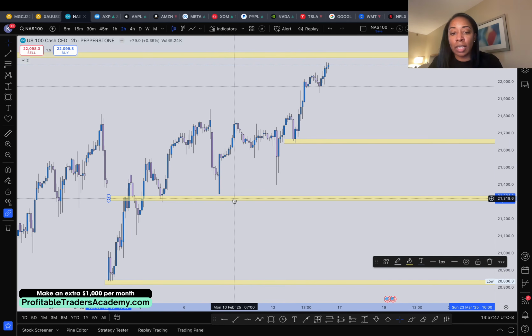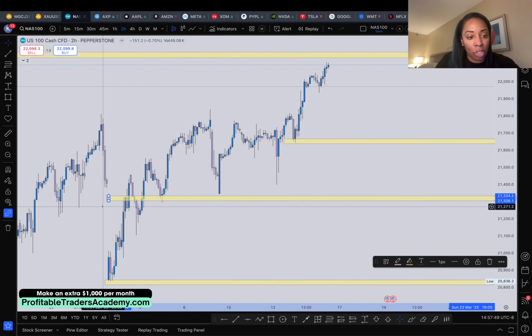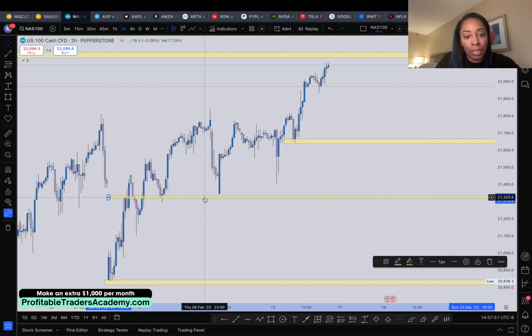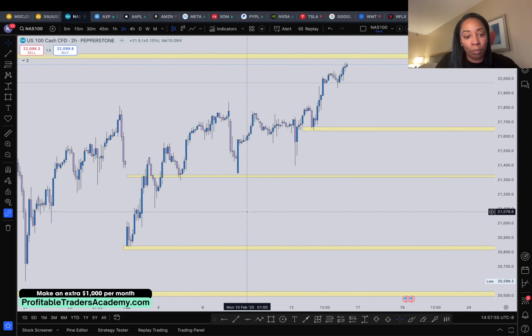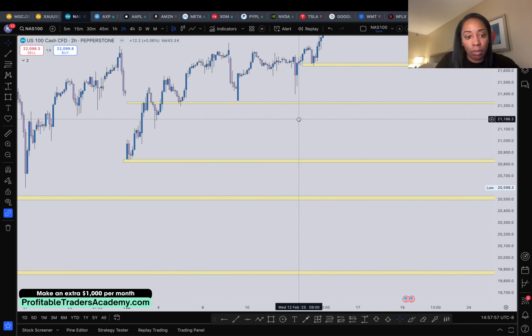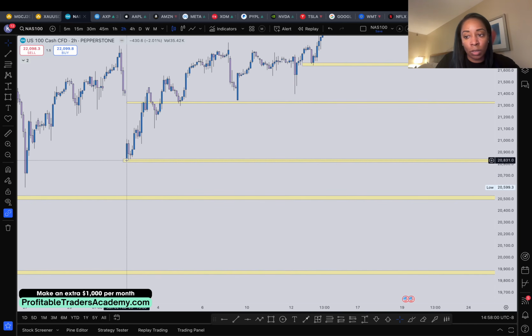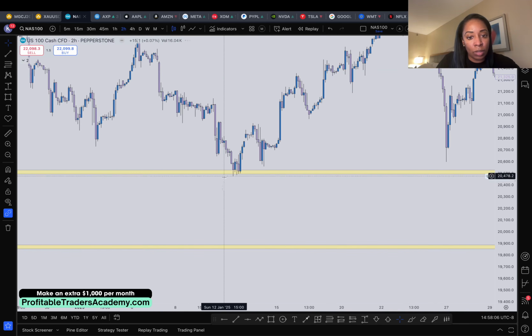Okay, so this box right here is sitting, actually I can make it a little bit slimmer, but this box is sitting here at 21,325. I like that level. Oops, move this down. And then this other one is still sitting right here at 20,830. And then this one is still looking good.